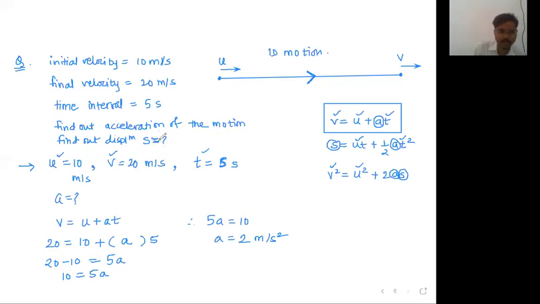Okay, everyone. How to find out displacement? Sir, now we know the value of acceleration. Yes, we know the value of acceleration. So acceleration can be tick mark now. We also know the time for the motion. So time is already tick mark. So we can either use equation number 2 or equation number 3 because acceleration is tick mark now.